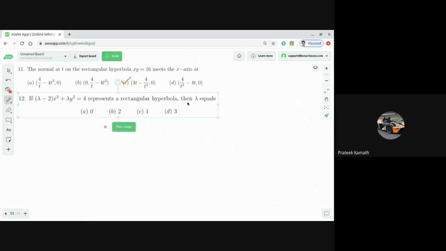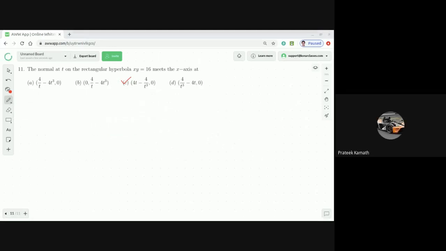Sir, C. Yes, sir, C. Tejas? Dear Tejas, which option did you get? I got option B, sir. You got option B, but option B is not correct, option C. But let me share the solution with you.